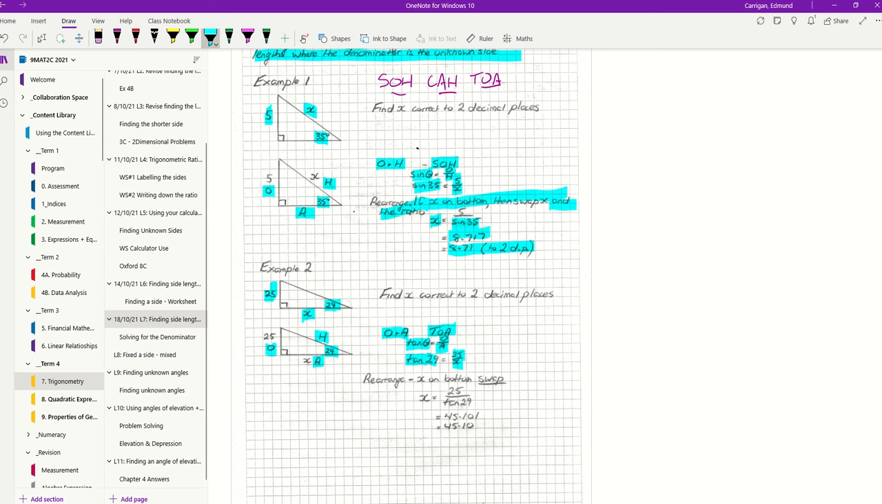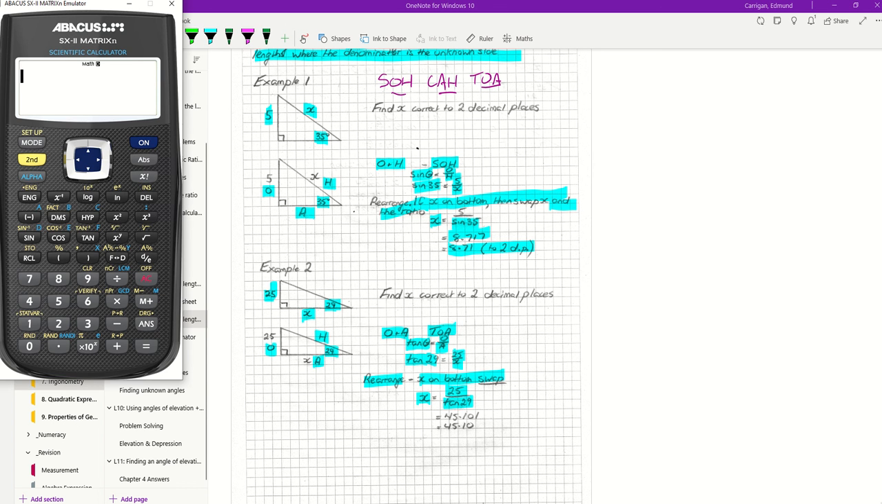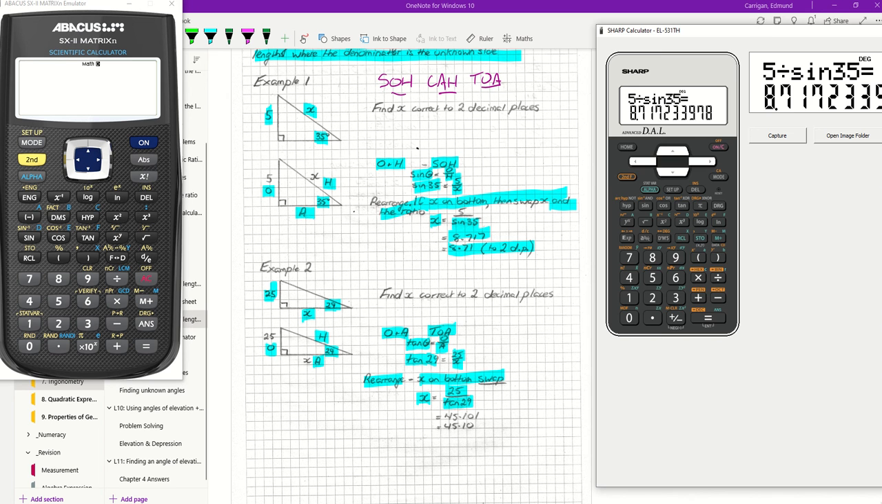Same thing, we've got X on the bottom. We're rearranging when our unknown's on the bottom. Swap the X and the tan 29, the X and the ratio. So we end up with X equals 25 divided by tan 29, putting the tan 29 down where X came from. Using our other calculator this time, the Abacus one, in case you've got one of those, it's very similar. We've got X is equal to 25 divided by tan 29.